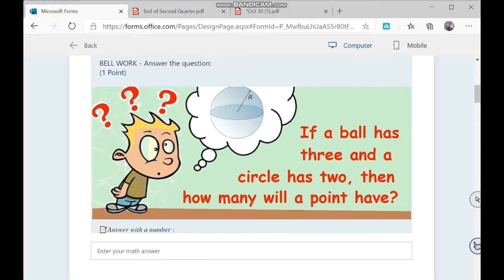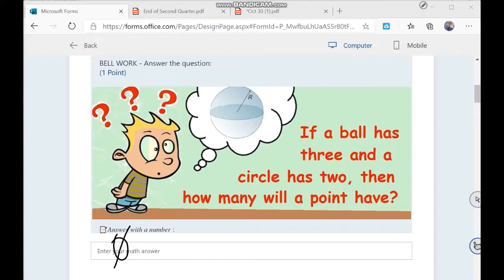And the word that's missing here, the definition that's missing, is dimensions. That's right, Jorge. 0. Perfect. What's missing here is dimension. A ball has 3 dimensions, and the circle has 2 dimensions. Then how many will a point have? A point has 0 dimensions.